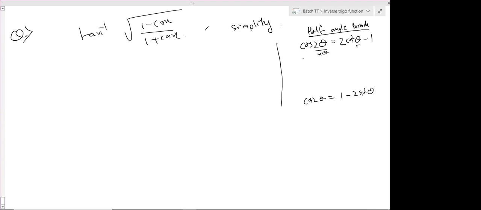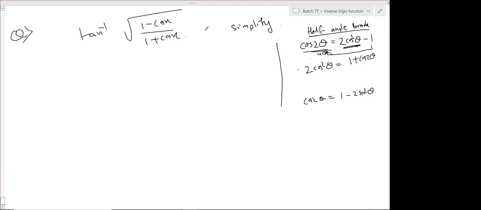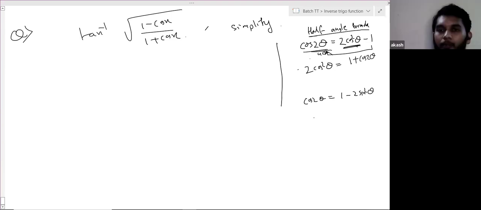All right. So why is this formula necessary? If I have to write 2 cos square theta, I can write this as 1 plus cos 2 theta. This one comes to this side, right? Same way, I can write 2 sine square theta is equal to 1 minus cos 2 theta. Now, this is a very important formula.